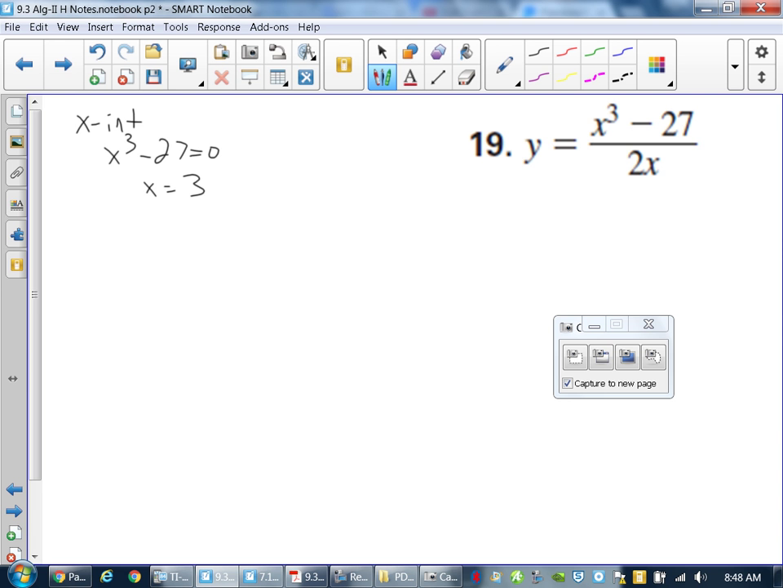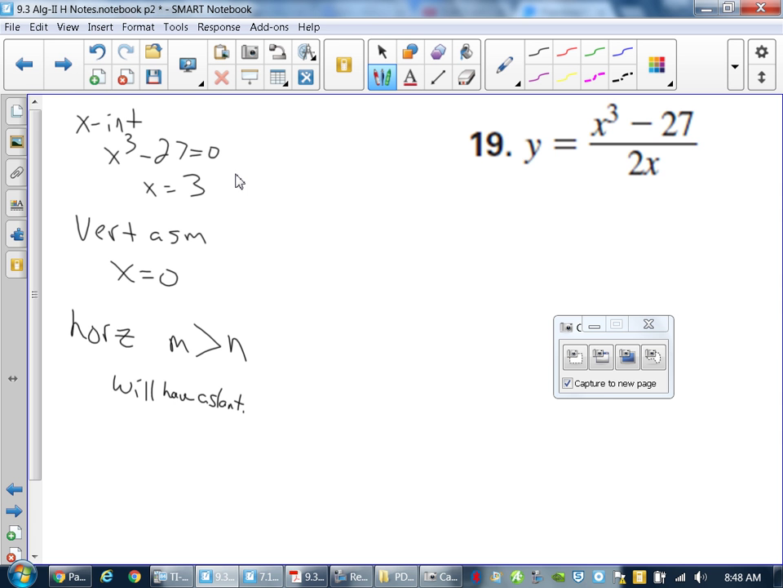Your vertical asymptote is going to be at x equals 0. Just set 2x equals 0. Horizontal asymptote: you have m is greater than n. So that one was the no horizontal, but this one will have a slant one. And I'll show you how we get to that slant one here in a minute.